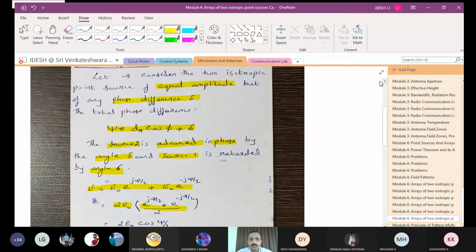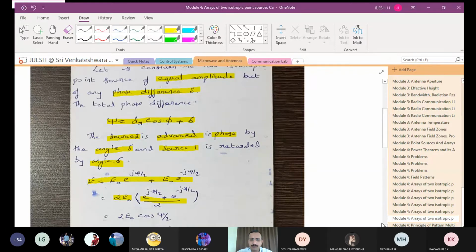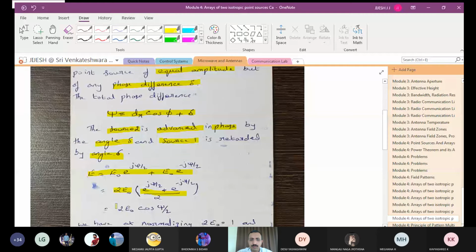We also know that e to the power of j psi by 2 plus e to the power of minus j psi by 2 divided by 2 is the same as cos of psi by 2. So we get E is equal to 2 E naught cos of psi by 2. So this is the equation you are going to get: E is equal to 2 E naught cos psi by 2.